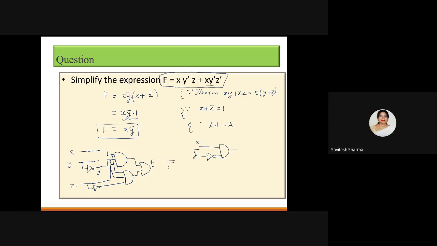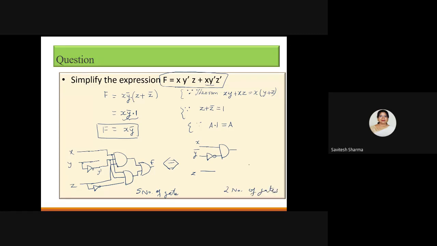Both circuits are giving you the same output. If you have any x, y, z combination, it will give you the same output. So what is the difference here? Here you require 1, 2, 3, 4, 5 number of gates. What is the beauty of simplification here? I simplified this Boolean expression and came out with this x bar. So here I need only 2 gates, and here I need 5 gates.